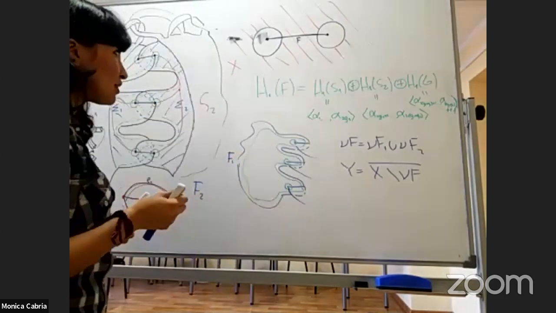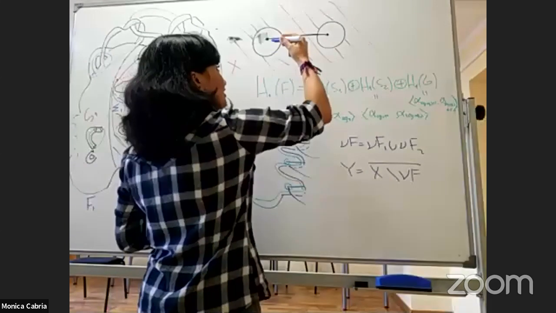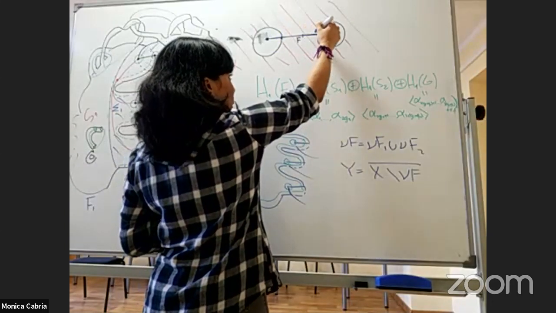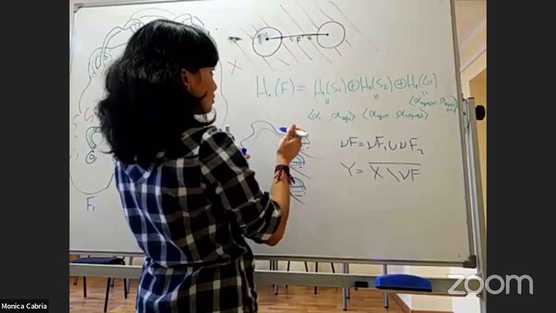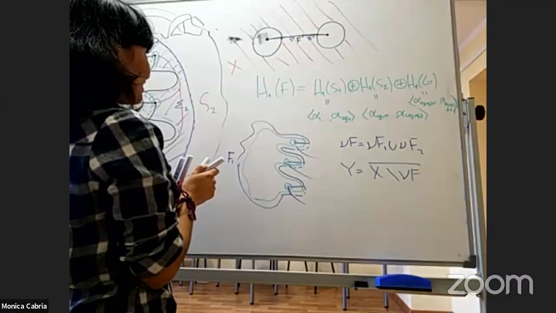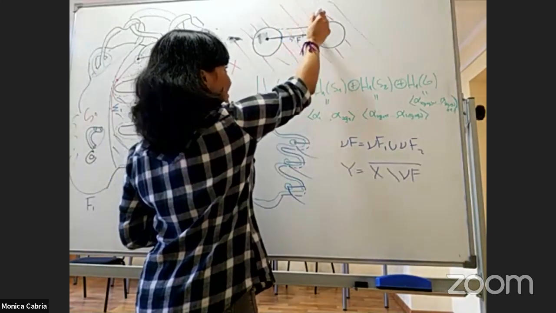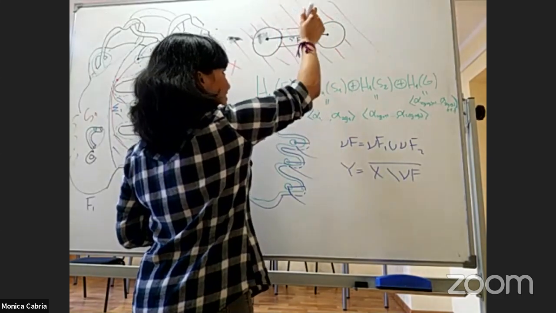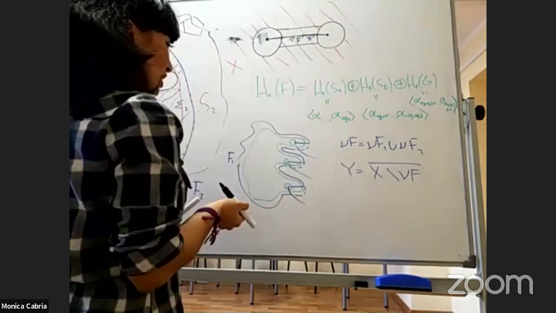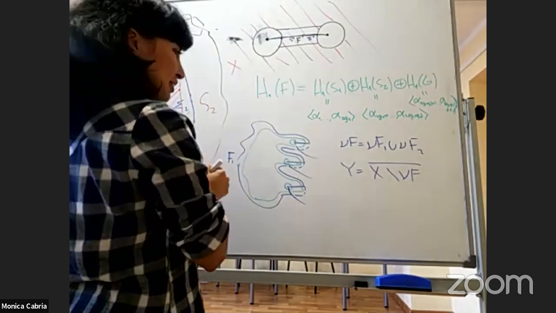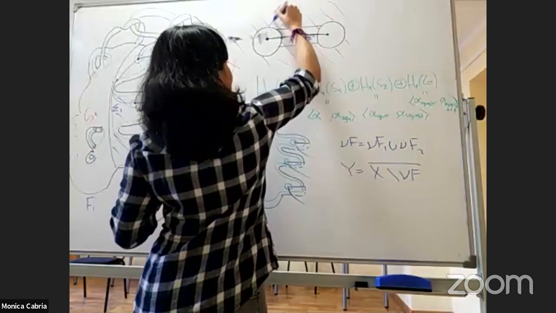And F, we also have it split into parts, sigma and S. So let's say this is S and the other part is sigma. I think it's not important yet. The way you define them, this is S circle and sigma circle. And what else? We have a neighborhood of F, which will be like this. And Y will be in blue. I will write it in blue. X minus this. So it will be this part.